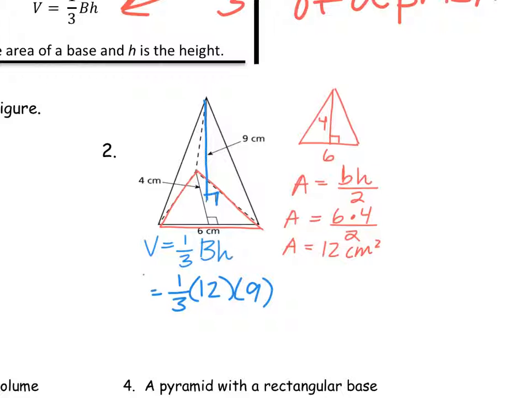You can type this in your calculator all at once. If you're going to type in 1/3, type in 1 divided by 3 in parentheses. Otherwise, you could just do 12 times 9 divided by 3. That is just as good. Volume is cubed. So 12 times 9, so you're doing 108 divided by 3. What do we get for our volume? 36 centimeters cubed. Great.